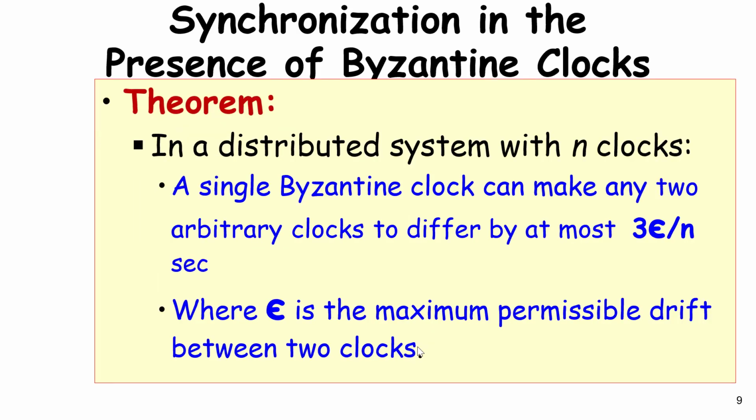So here is a system. Here is a theorem. In any distributed system with n clocks, a single Byzantine clock can make any two other arbitrary clocks differ by at most 3 epsilon by n. We will prove this, but it is important to appreciate the statement of the theorem, which says that even if you have a single Byzantine clock, the maximum difference that it can create between any two other clocks is 3 epsilon by n, where epsilon is the maximum permissible drift between the two clocks. We have discussed the epsilon term earlier also. The epsilon term earlier was the maximum manufacturer-specified drift.